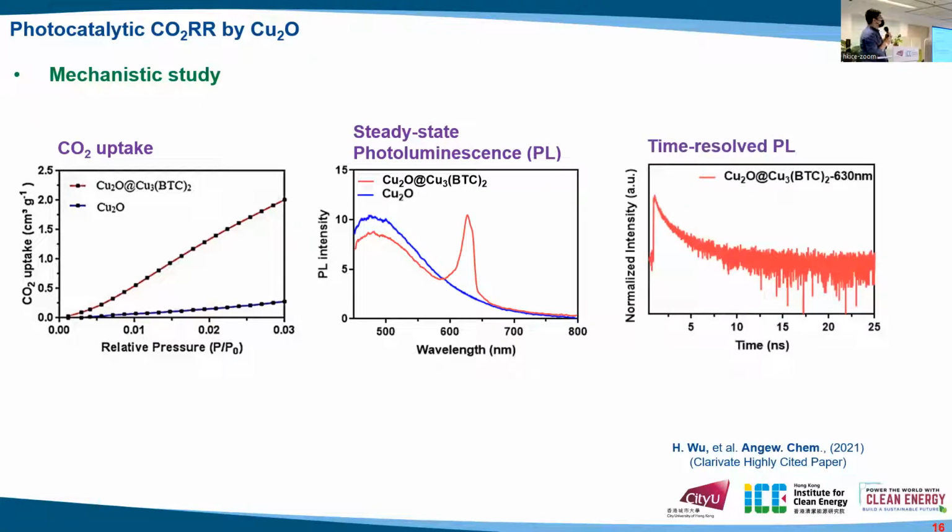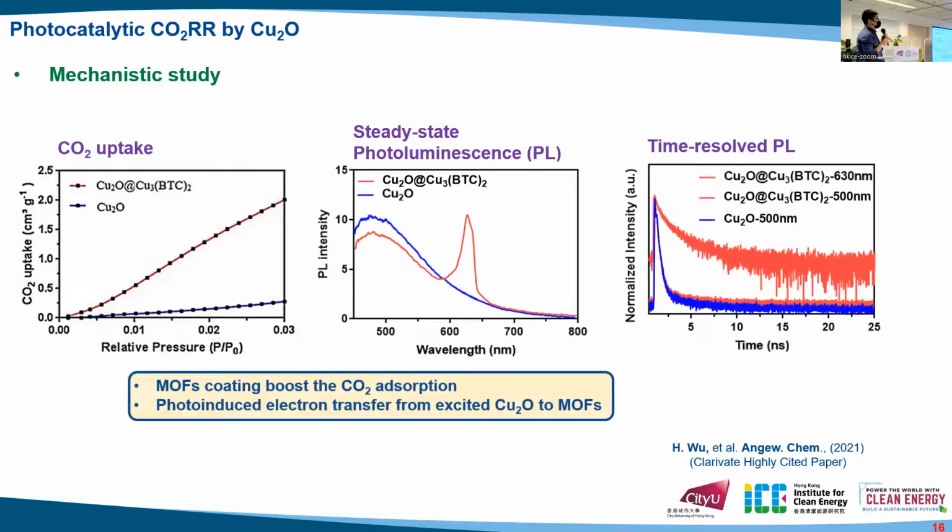We firstly monitored their emission signal at 630 nanometers. We found that the composite photocatalyst shows a very obvious signal with a significant decay. On the other hand, the bare cuprous oxide shows a negligible signal, and we cannot detect it. We also monitored their emission signal at 500 nanometers. We found that both samples show a very comparable behavior with a negligible difference. So the observations from the time-resolved PL are consistent with the steady-state PL data.